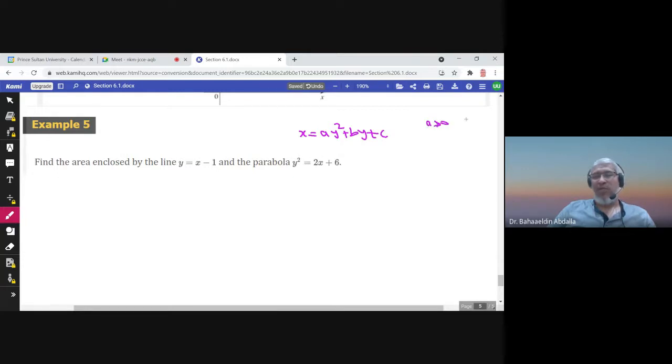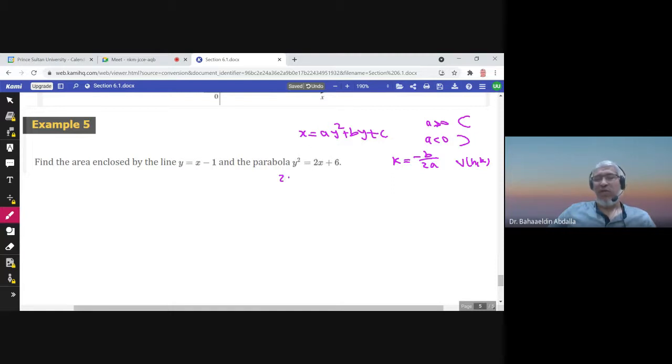If a is positive, it opens to the right. If a is negative, it opens to the left. I can find the vertex: k here would be negative b over 2a, and for h, I replace y by k to find h. So the vertex would be (h, k). Okay, this is how we get the vertex in this case. So for example, to graph this parabola, I will solve it for x to write it in this form.